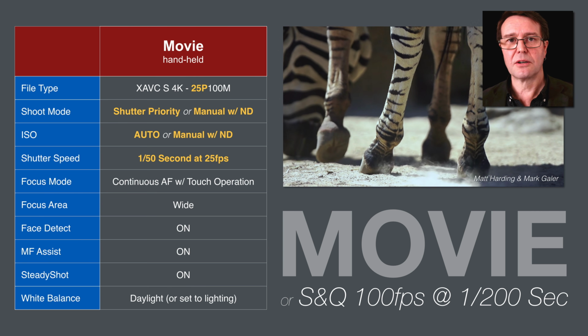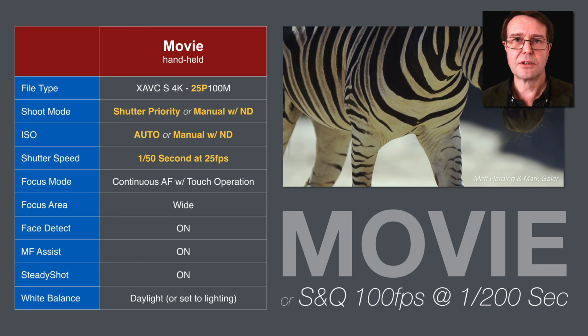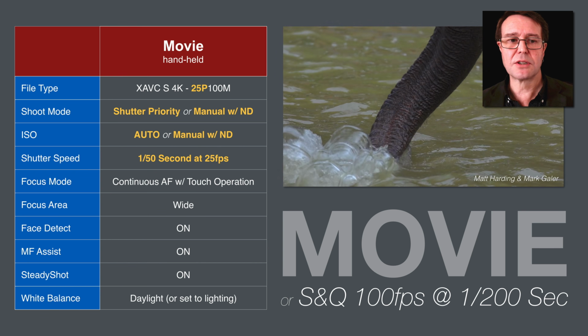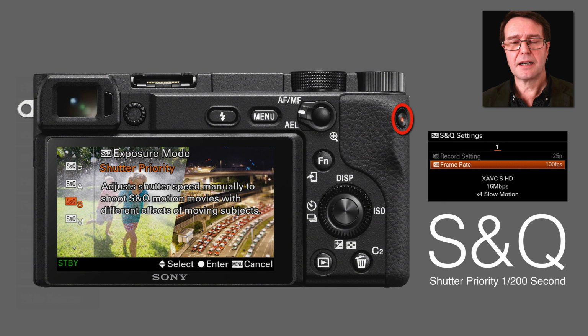And if I'm shooting, say, 100 frames per second on the quick S and Q dial, then my shutter speed would be 1/200th of a second for shooting at that higher frame rate. There, just showing you S and Q.